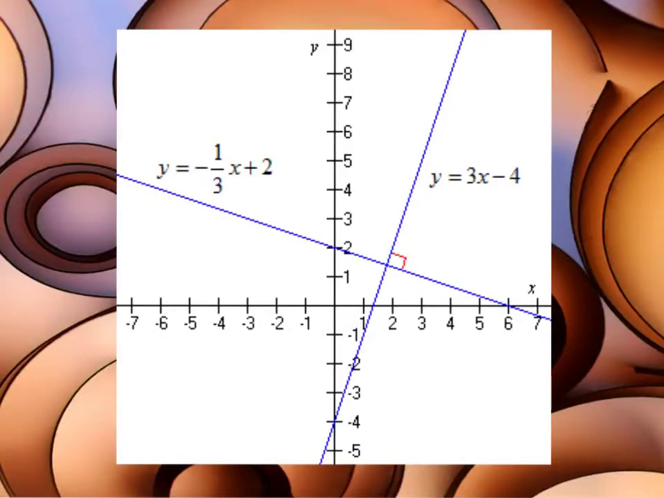In the previous video, we talked about parallel lines and how their slopes are the same. Well, here's a picture of perpendicular lines. However, their slopes are not the same. Here's the slope of the one line, which is negative 1/3, and the slope of the second line, which is positive 3.